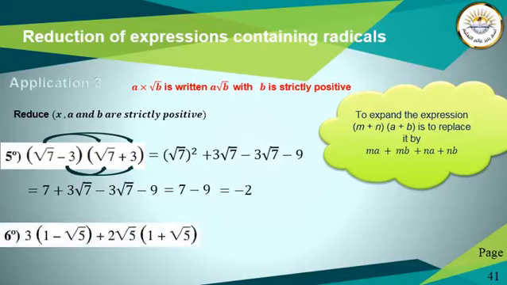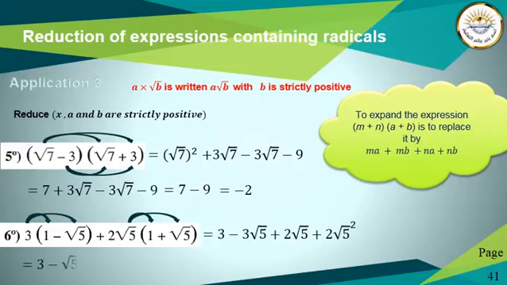6, we have 3 times 1 minus radical 5 plus 2 radical 5 times 1 plus radical 5. So we have to deal with the expansion now. The final answer of the expansion is 3 minus 3 radical 5 plus 2 radical 5 plus 2 radical 5 squared.